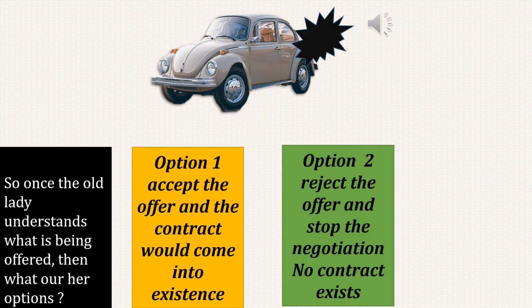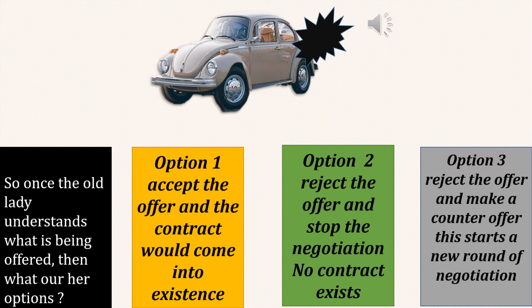Option number 2, reject the offer and stop the negotiation. No, I don't want to sell my car. The negotiation stops. And the third option, option number 3, reject the offer and make a counter offer, which starts a new round of negotiation. I reject your offer of £50 and I make a counter offer of, well, we'll see.